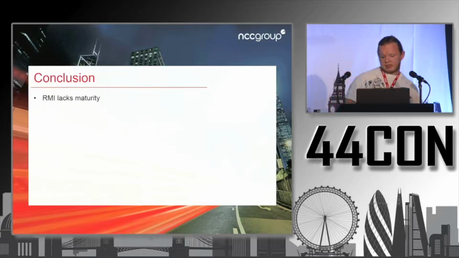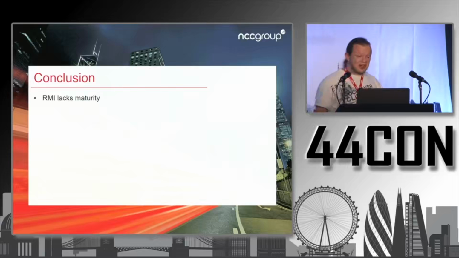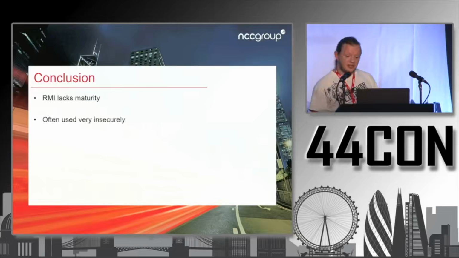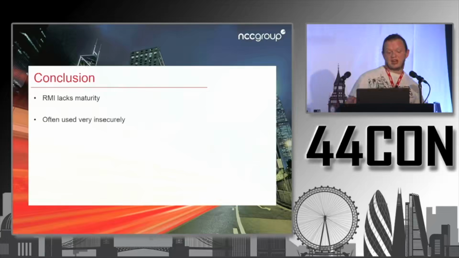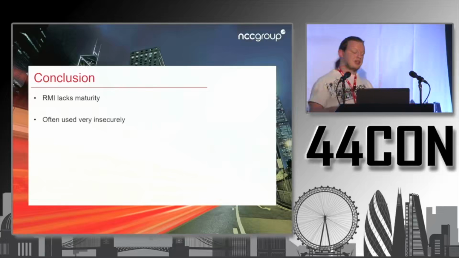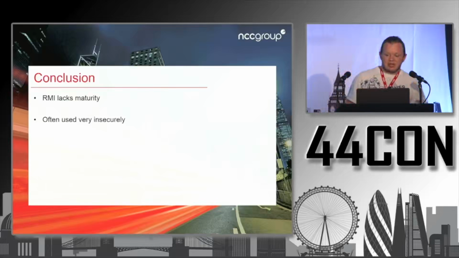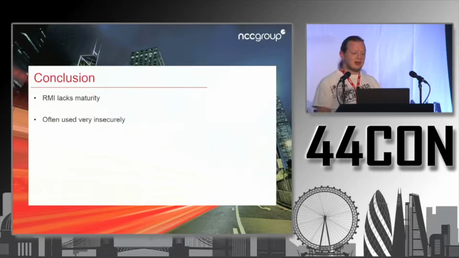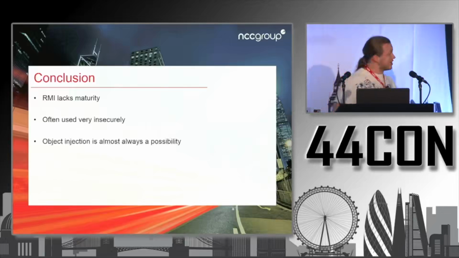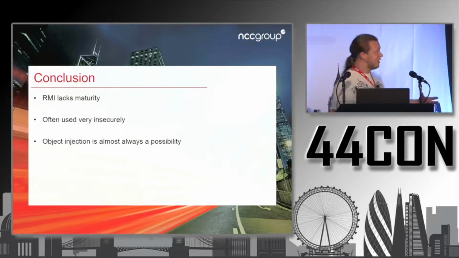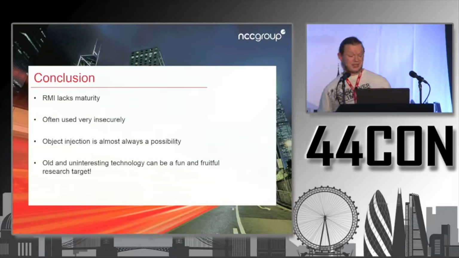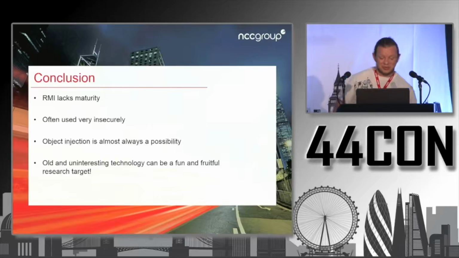But just a brief conclusion: BaRMIe lacks maturity. It's not as well used as other protocols like HTTP, and it's often used very insecurely. It's very easy to implement stuff using BaRMIe, and it's also very transparent, so people just use it. They don't need to think about authentication. They've never had to do that before, so why would they do it now? Object injection attacks are almost always possible because we can replace the method parameters on the wire. Old and interesting technology can actually be a fun and fruitful research target.